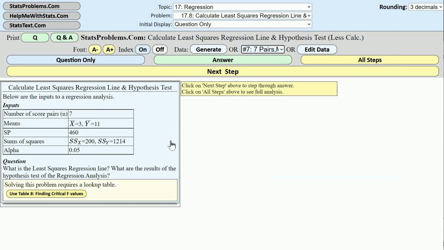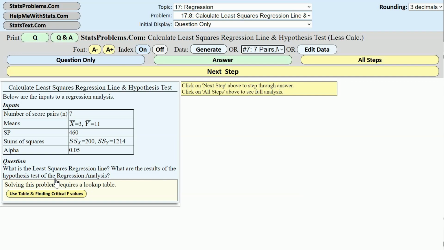The question appears in the blue box. Below are the inputs to a regression analysis. Number of score pairs, n, is 7. Mean of x, x bar, is 3, mean of y, y bar, is 11. Sum of products, SP, is 460. Sum of squares x, SSX, is 200. Sum of squares y, SSY, is 1214. Alpha is 0.05.